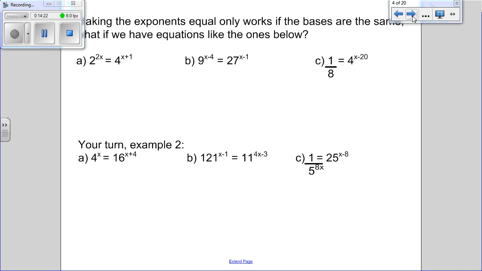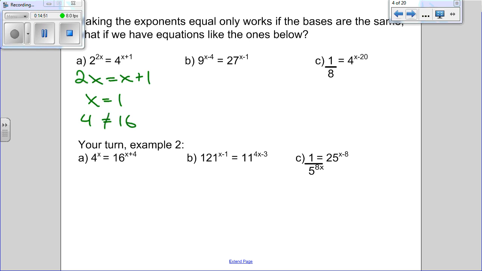to be able to solve a problem. Because if I looked at this here now and I said 2 to the power of 2x equals 4 to the power of x plus 1, and I said, well, let's just make 2x equal x plus 1, and I solve that to say x equals 1, that's not going to work. Because 2 squared equals 4, which does not equal 4 squared, which would be 16. That doesn't work.